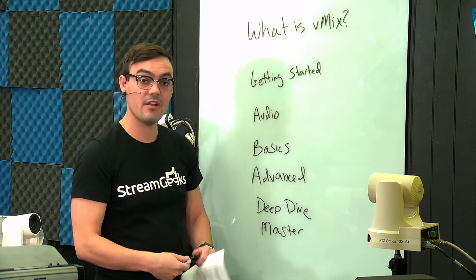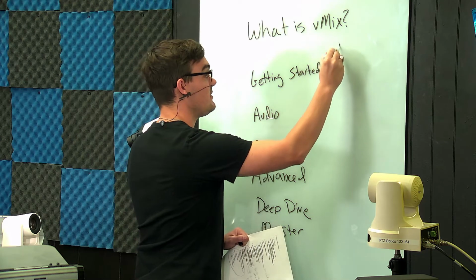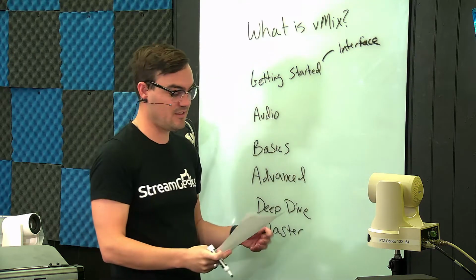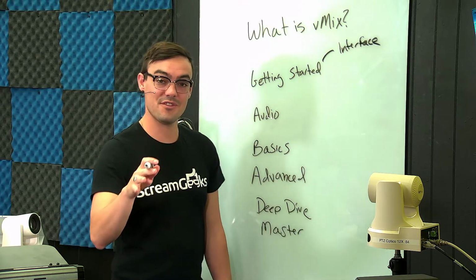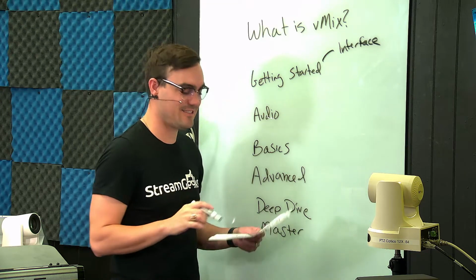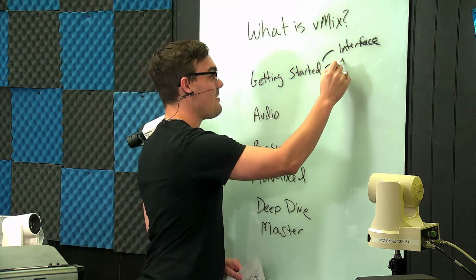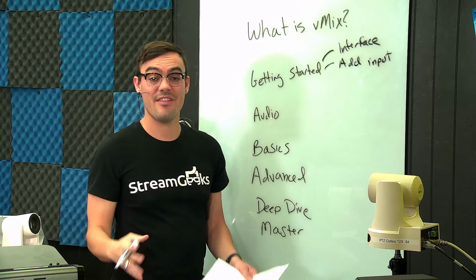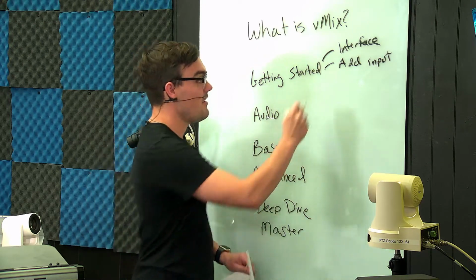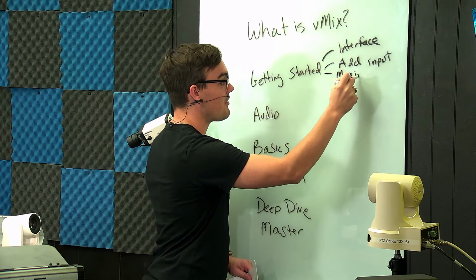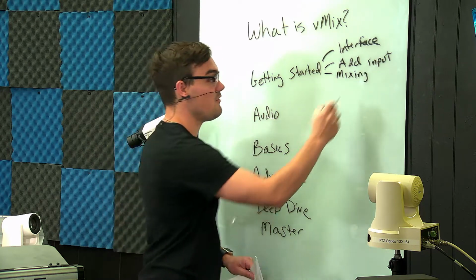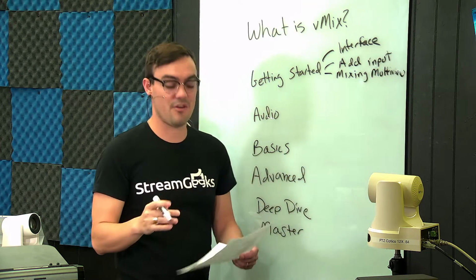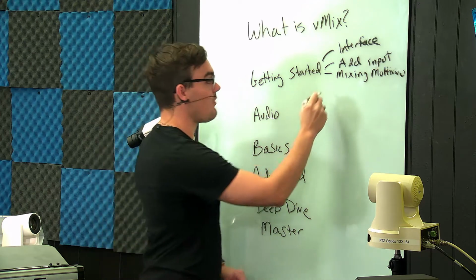Now, when we're getting started, we're going to go over the interface, just to familiarize you with the software. If you're just getting started, or if you're a professional or have used this in the past, you'll probably still find a few new pieces of the interface. We'll talk about adding inputs, and inputs are all of the different types of media that vMix can use in the setup. Then we'll talk about mixing inputs together and using the multi-view feature that allows you to mix preview screens together. Then we will talk about working with titles.